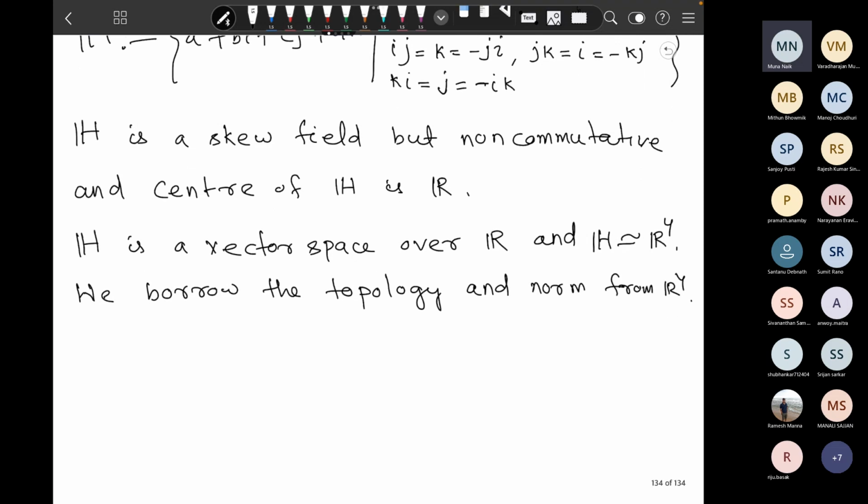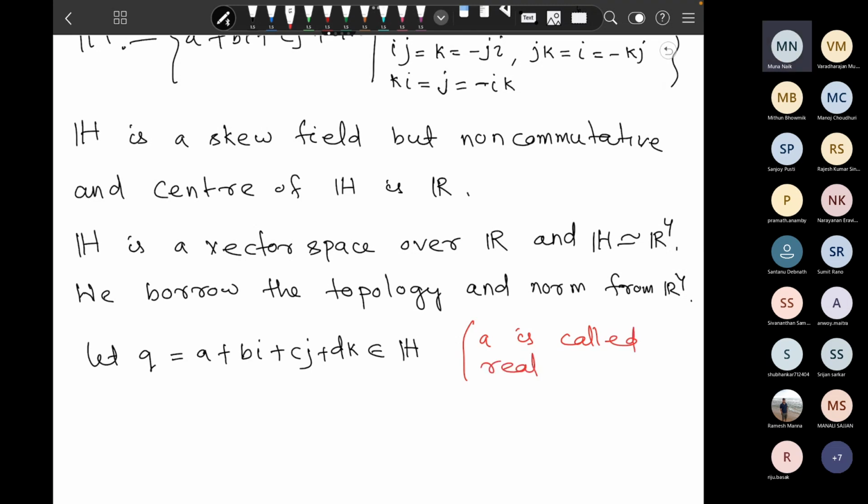Okay. So let Q be equal to a plus bi plus cj plus dk. This belongs to H. This a is called the real part of Q.